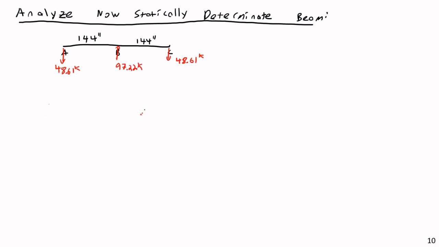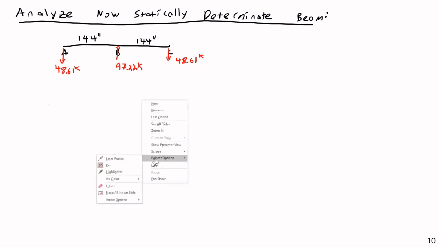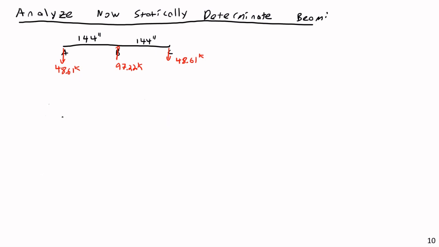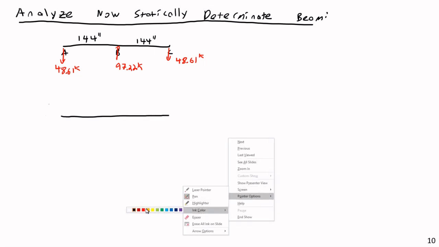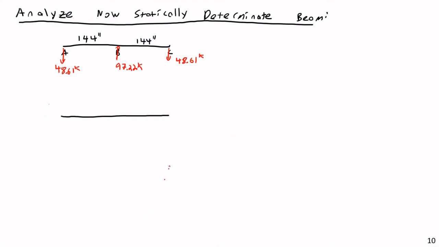Now I could go and find the shear and moment via integration, but this is such a simple one, I'm just going to go ahead and find it by inspection. So, first of all, my shear is going to go like this, so V in kips. My shear is going to start at negative 48.61.